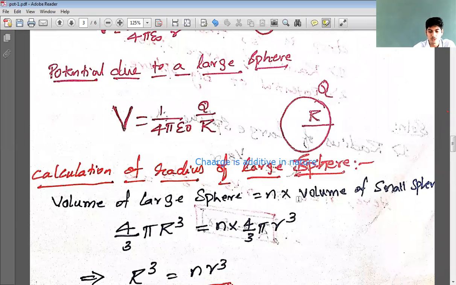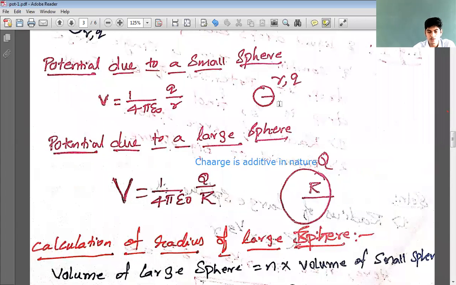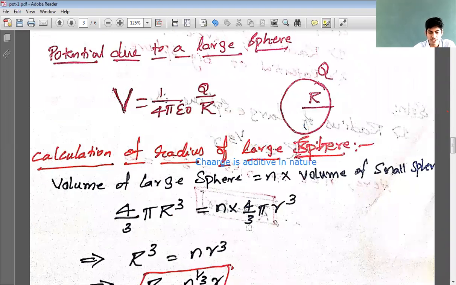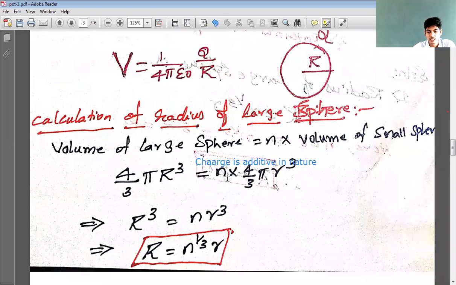That is equal to n into the volume of a small sphere. The small sphere radius is small r. So n into the volume of a small sphere is 4 by 3 pi small r cube. 4 by 3 pi cancels, and we are left with R cube equals n small r cube. So the radius of the large sphere, capital R, is equal to n power 1 by 3 times small r. Radius of the large sphere is n power 1 by 3 times the radius of the small sphere.